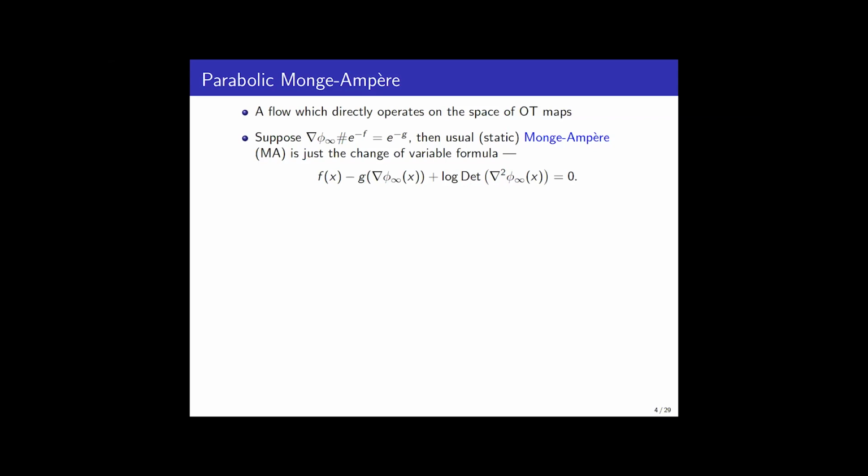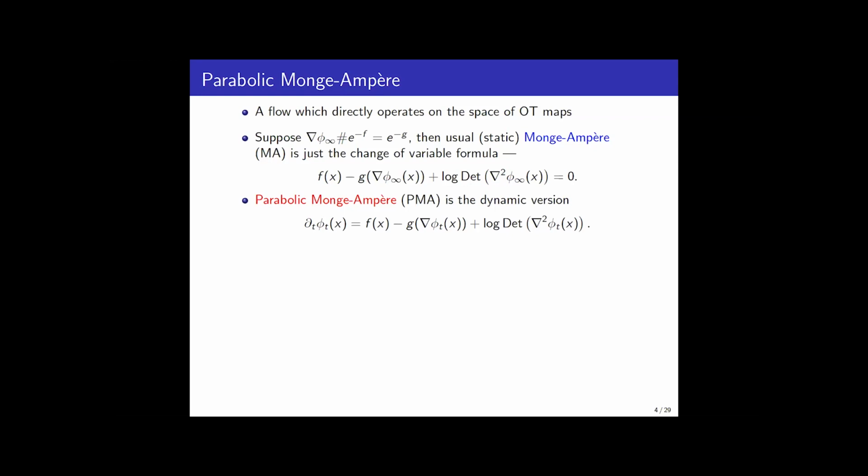The family of parabolic PDEs that I'm interested in is just a dynamic version of this. The natural way to make this dynamic is to replace the zero by a time derivative. The hope is that as t goes to infinity, the time derivative stabilizes and goes to zero, and the right-hand side of the equation should go to f of x minus g of the gradient of phi infinity plus log determinant Hessian of phi infinity, and the left-hand side should go to zero. So this is a natural way to make the static equation in the first display above into a dynamic one. This is the family of equations that I'll be interested in.